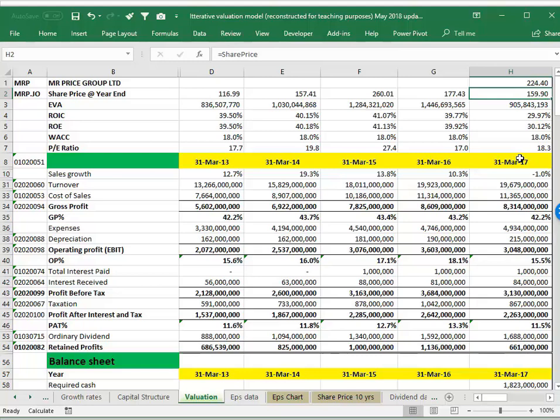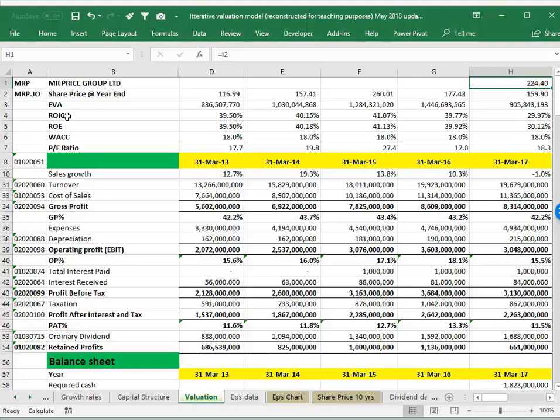And as of yesterday, the 23rd of July 2018, the share price there is 224 Rand and 40 cents and appears to be moving upwards. Our next line here is EVA, which refers to economic value add. We haven't covered that so far in our modules, but we'll get to that in a subsequent module.